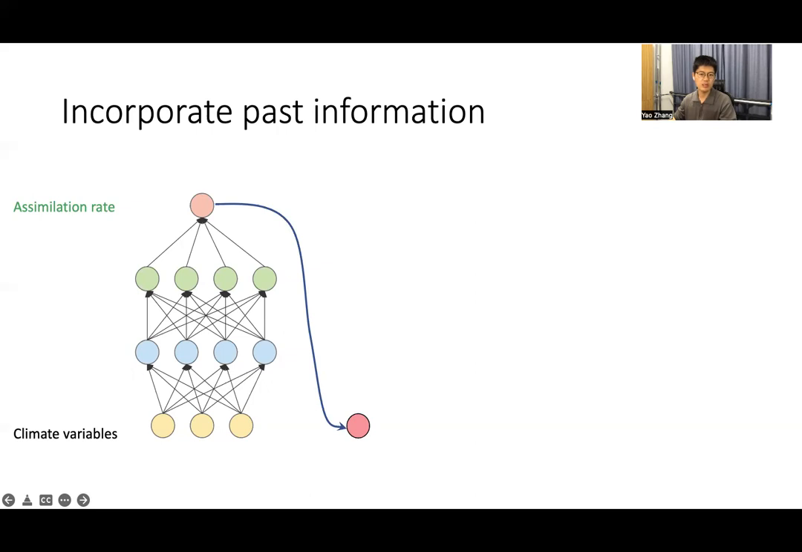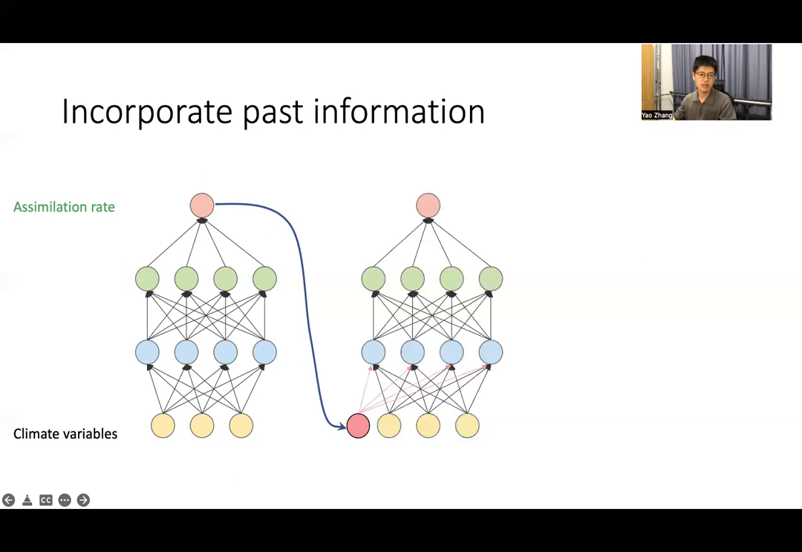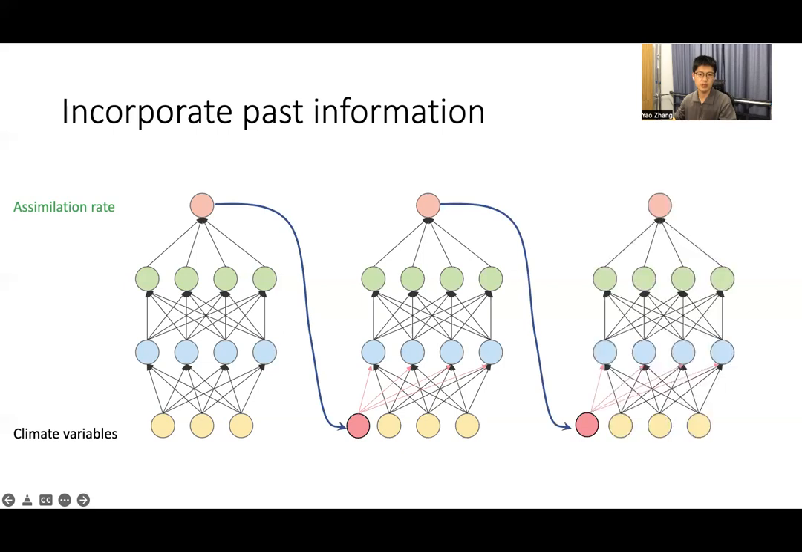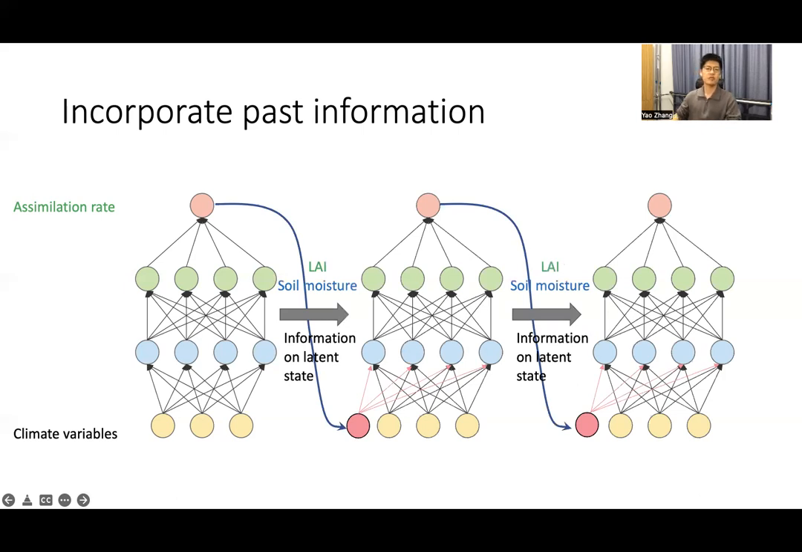And the GPP in the second time step will be used. In the second time step, the GPP from the first time step will be used as an input variable. And together with other climate variables, we can predict the GPP at the second time step. Similarly, this GPP will be used as the input for the third time step. The assumption is that the GPP at each time step contains information about LAI, soil moisture, and some latent information, which can flow across time, improving the model performance for time series data predictions.